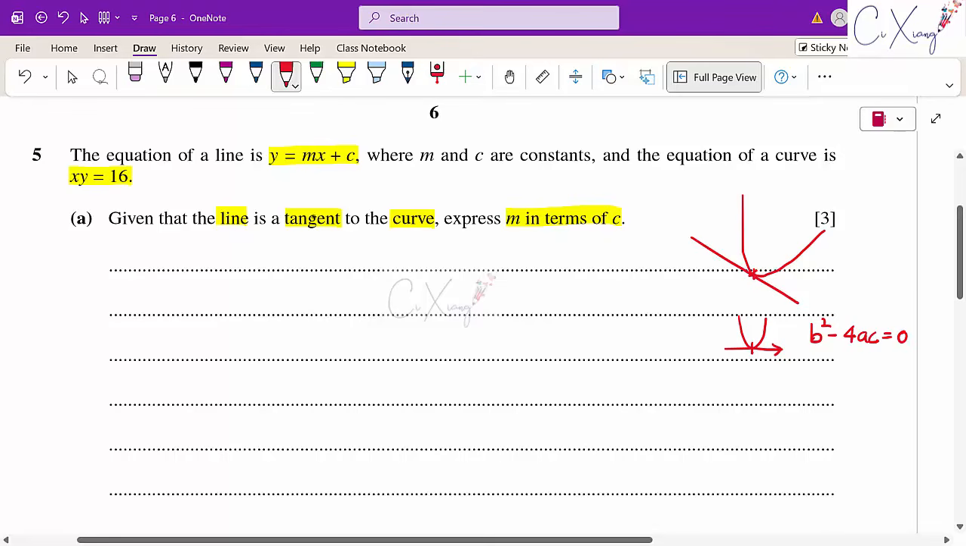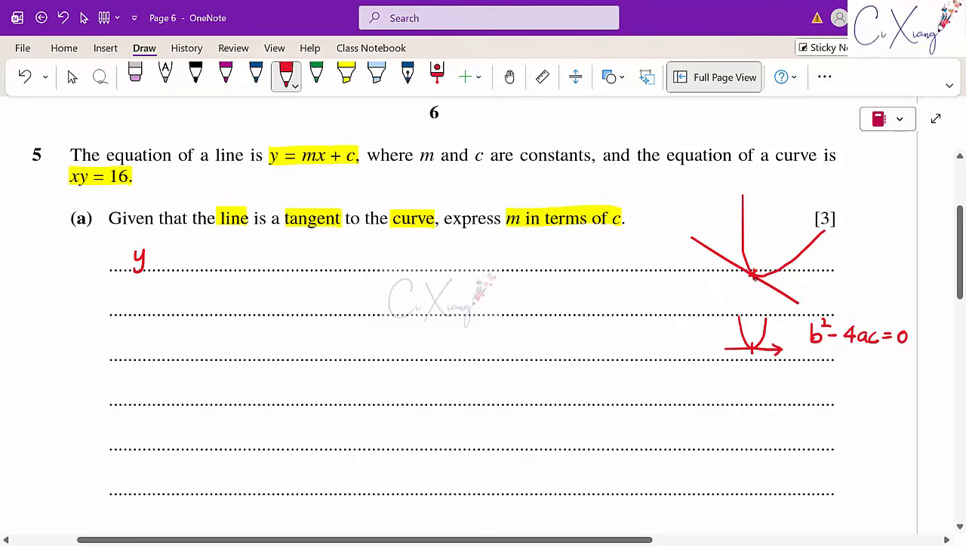So for this question, the idea is the same as what we have here. When you have equal roots in the quadratic equation, that means your quadratic curve has only one intersection point with the x-axis, which is also a linear line. So we are applying the same concept and the same formula. But before you can apply b squared minus 4ac equals 0, I need to get a quadratic form equation between the curve and the line first.